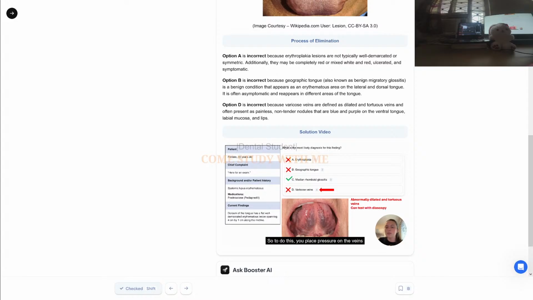So to do this, you place pressure on the veins, and as long as they're not thrombosed, the varices will blanch. So it's a vessel, so if you press on it, all the blood that's in that vein will leave, and that's what we're doing here, and that's how we can usually test for this. Now, if it's thrombosed, it won't work, but we can usually test for it.